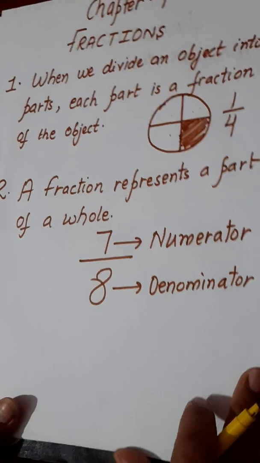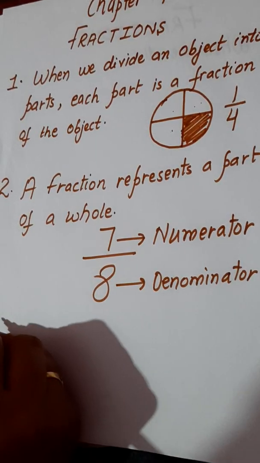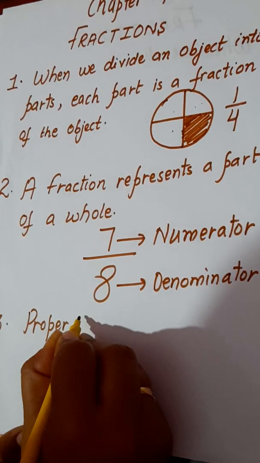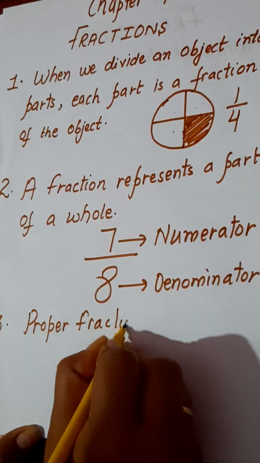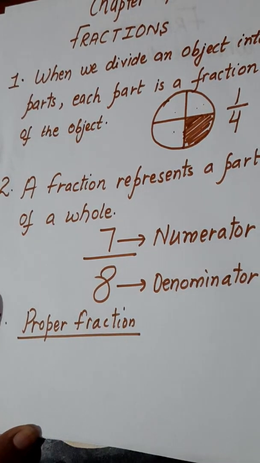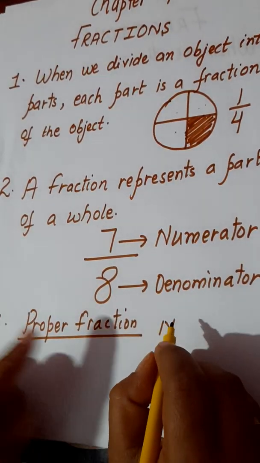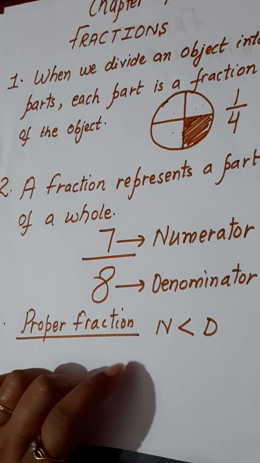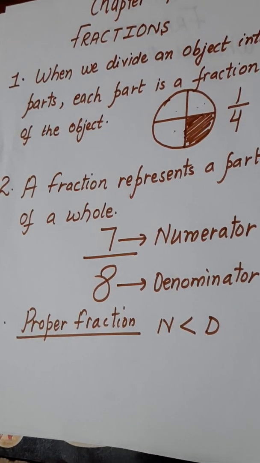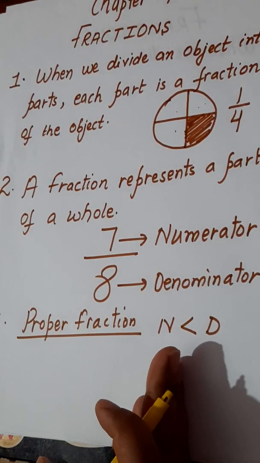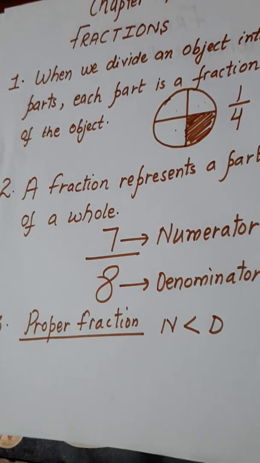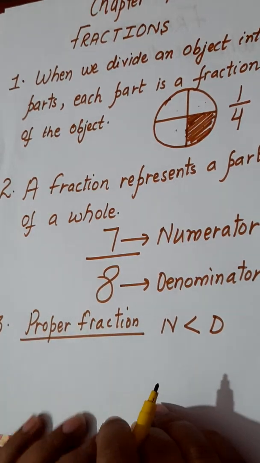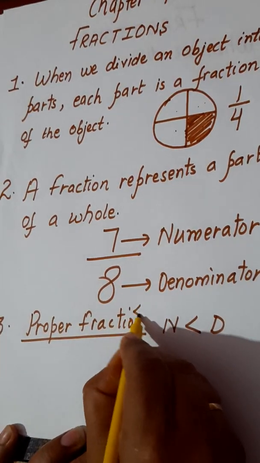Now next we have proper fraction. These are the types of fractions. In a proper fraction, the numerator is always lesser than the denominator. A proper fraction is a fraction that has a numerator lesser than its denominator. Its value is always less than 1. Here the value of a proper fraction is always less than 1.